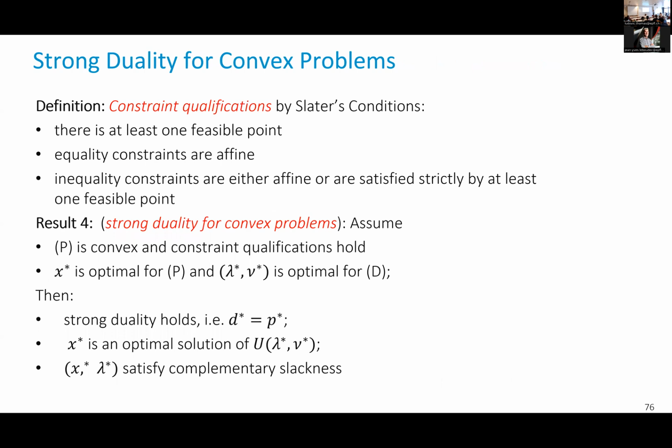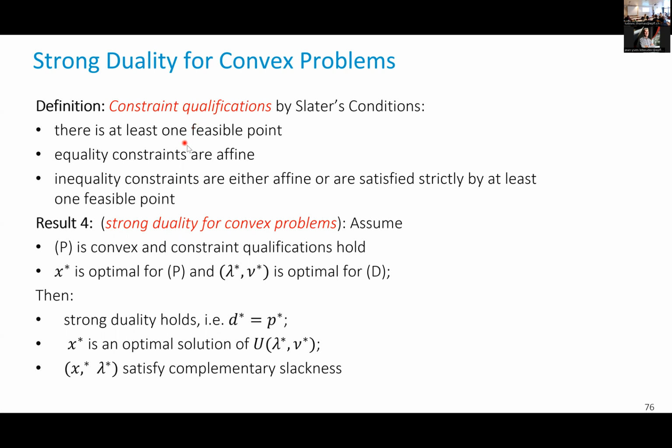I mentioned that all of those techniques work when strong duality holds, when the duality gap is 0. And I said this is in practice true for convex problems, which is almost true. We need, in addition, what is called constraint qualification. So with constraint qualification, there are corner cases of convex problems where strong duality does not hold.